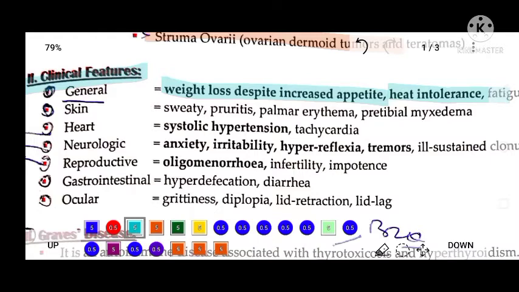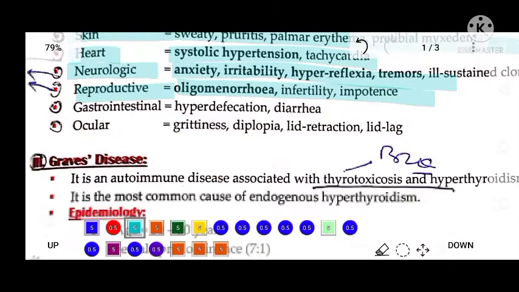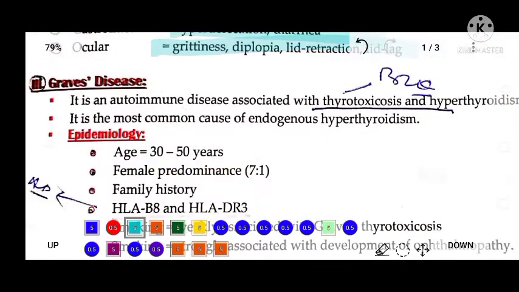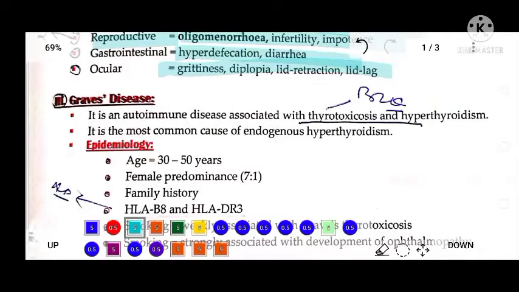and fatigue, while skin will show sweating, pruritus, palmar erythema. Heart will show systolic hypertension, tachycardia, and there will be anxiety, irritability, hyperreflexia, tremor. Reproductive system will show oligomenorrhea, infertility, impotence, hyperdefecation, diarrhea, grittiness, diplopia, lid lag, and exophthalmos.